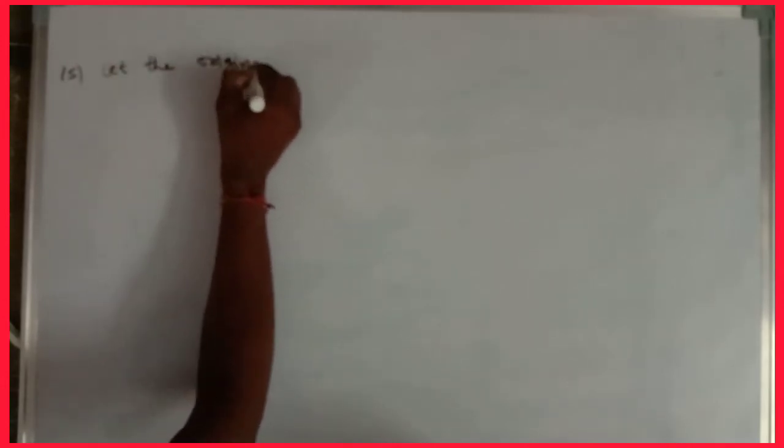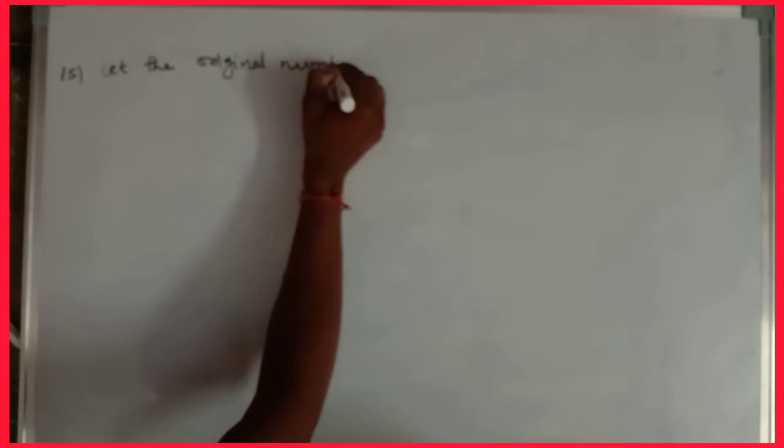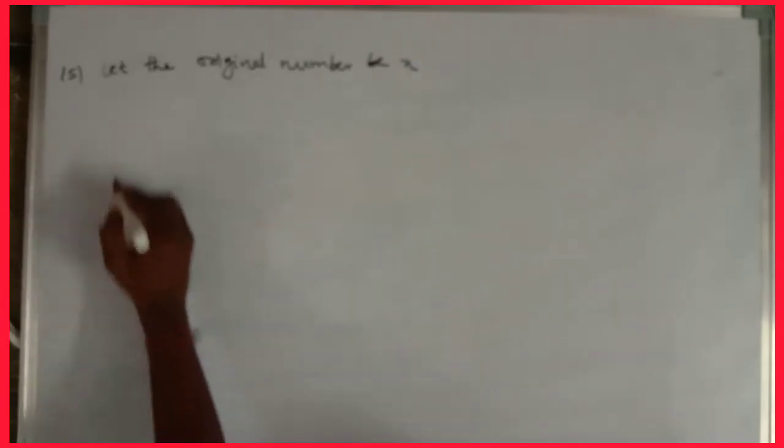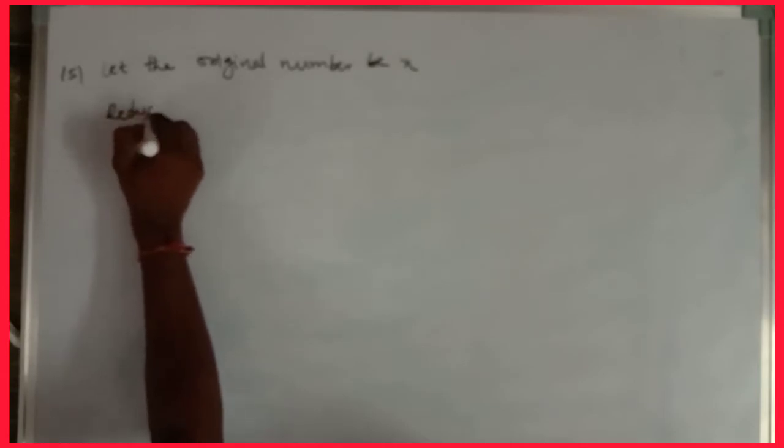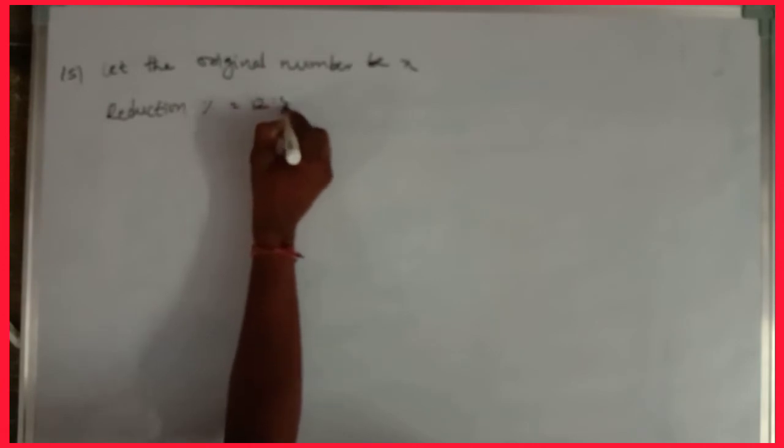So children, the 15th one: a number becomes 63 after it is reduced by 12.5 percentage, find the original number. I don't know the original number here. Let the original number be x. Here, how much percentage is reduced? Reduction percentage is equal to 12.5 percentage.